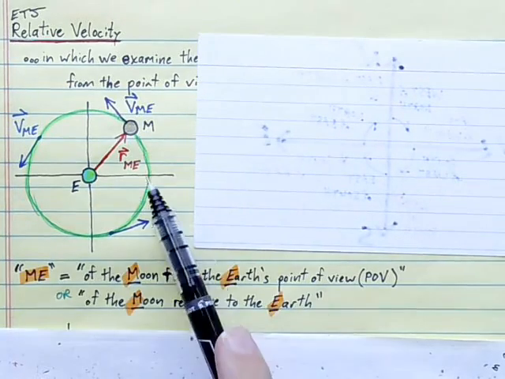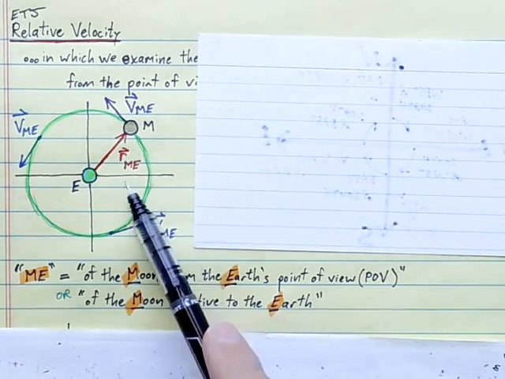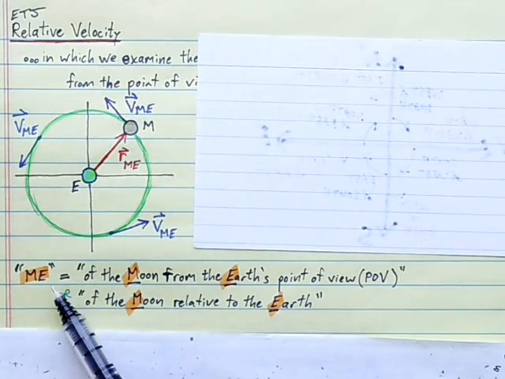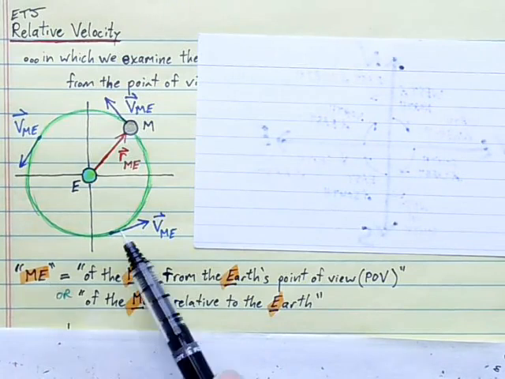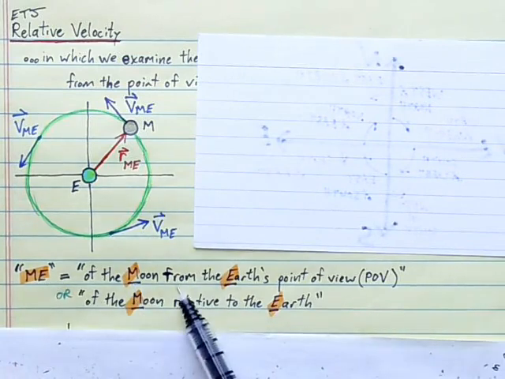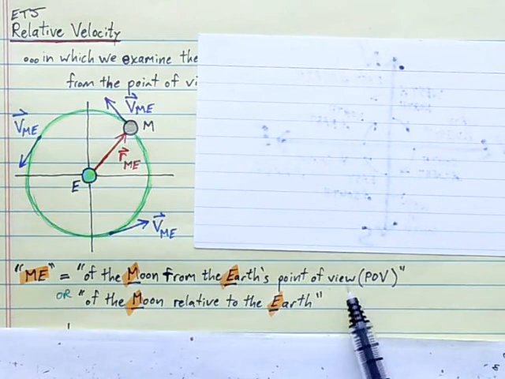Here's the convention that we use for our subscripts. A subscript ME, M is first, E is second. This means of the moon from the Earth's point of view, or we also say of the moon relative to the Earth. These mean the same thing.